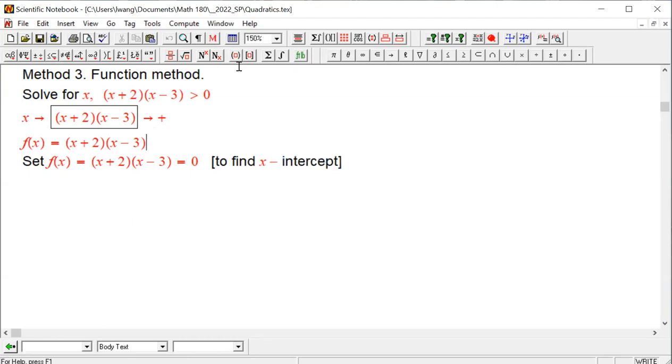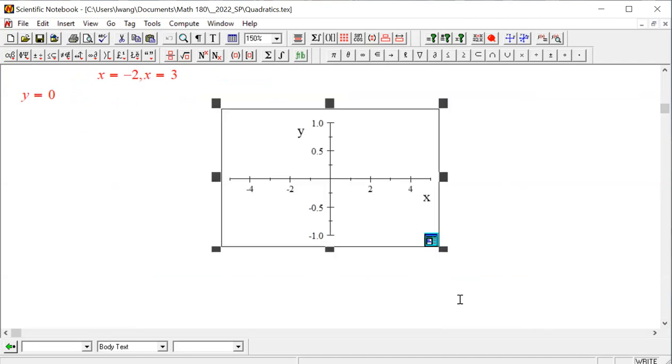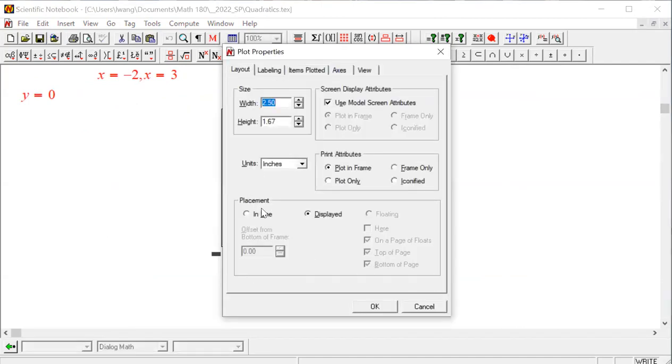We know that this is a parabola, and this parabola opens up. So once we find the x-intercepts, which are x equals -2 and x equals 3, we can actually draw the picture. You can sketch it, okay? So I'm going to sketch the graph.